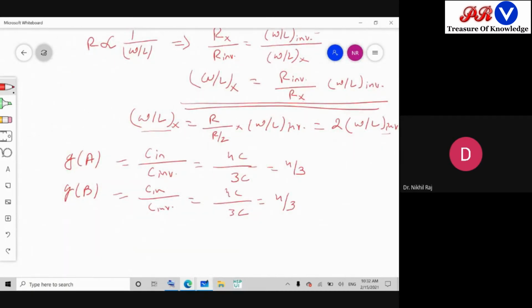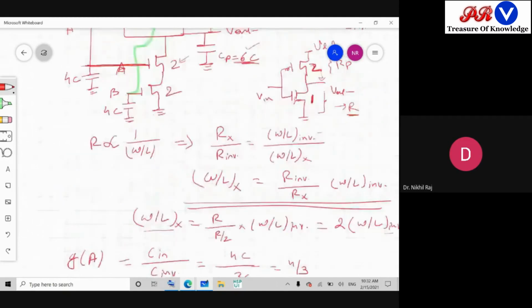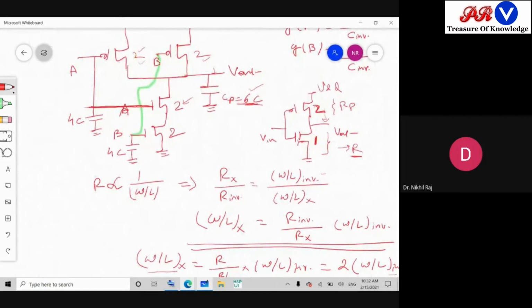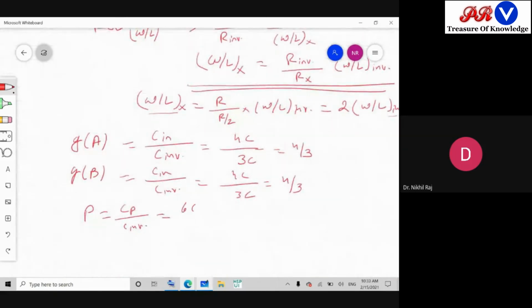Okay. And what will be the parasitic delay for this one? P will be Cp by Cinv. So what is the Cp value here? 6C we have got. So 6C by the inverter's 3C. So how much will it be? 2. So this is this one. Fine.